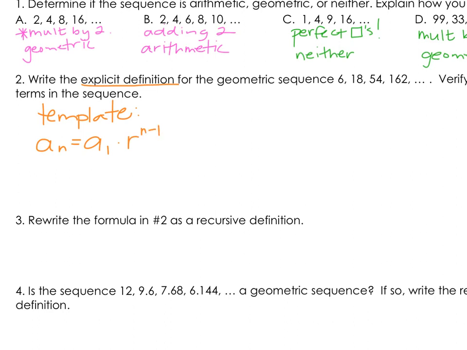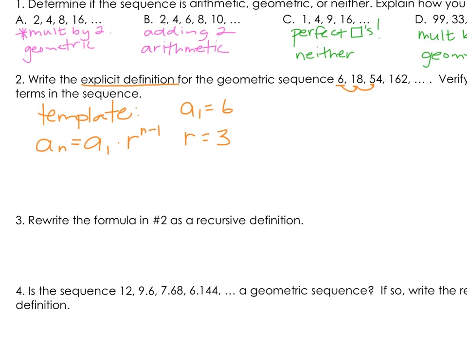A sub n equals a sub 1 times r to the n minus 1 power. All we need to determine is a sub 1 and r. A sub 1 is the first term in that sequence, and that's 6. R is what we multiply by to go from term to term. From 6 to 18, we'd multiply by 3. 18 to 54, we'd still multiply by 3. This makes our common ratio equal to positive 3.